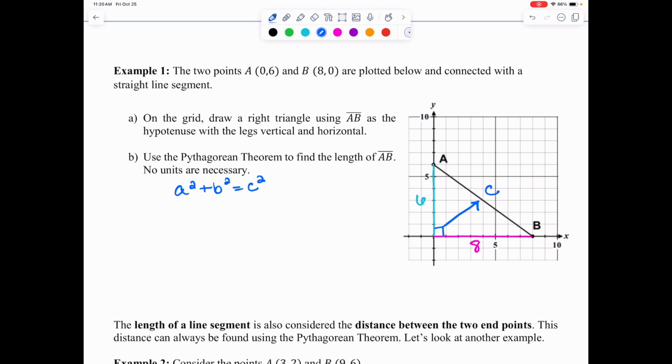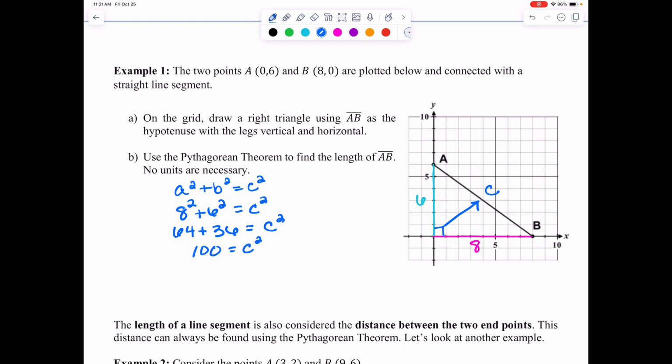It doesn't matter which leg is which. Typically, if the A is here, the side across from it is the A value. So I'm going to write 8 for A, so 8 squared, plus 6 squared for the other leg. And then we don't know the hypotenuse. So 8 squared is 64. 6 squared is 36 equals C squared. 64 and 36 is going to make 100 equals C squared.